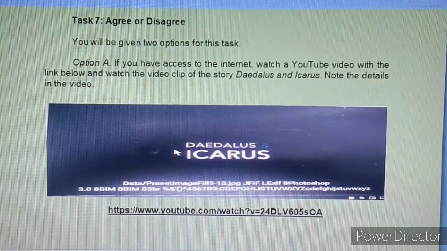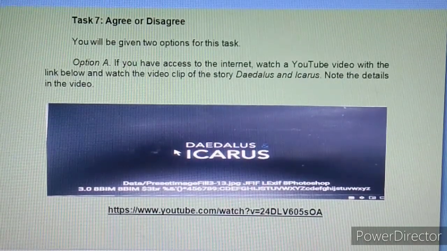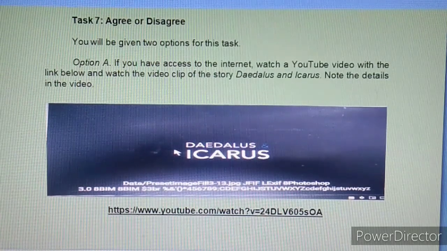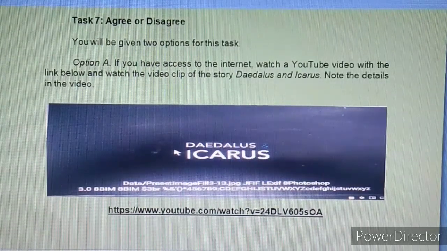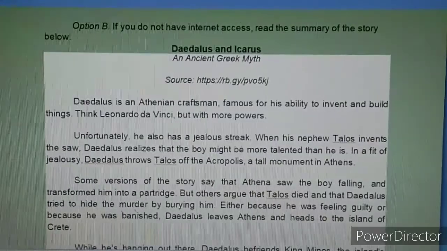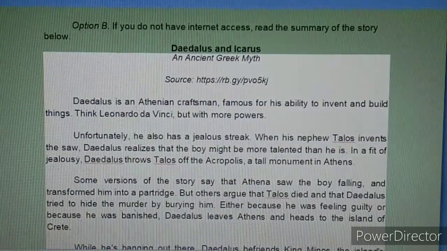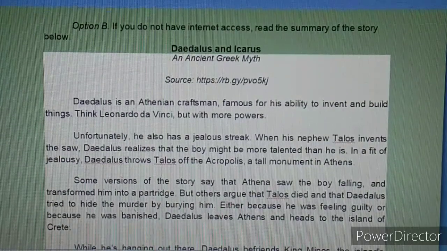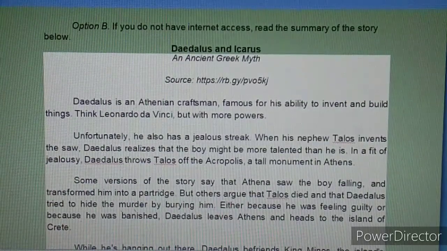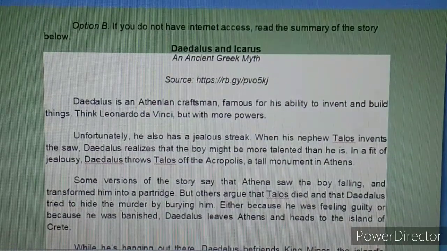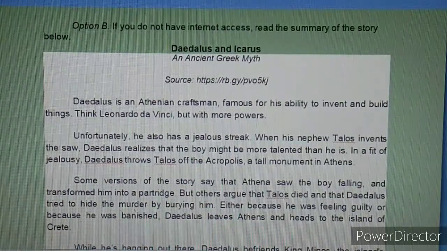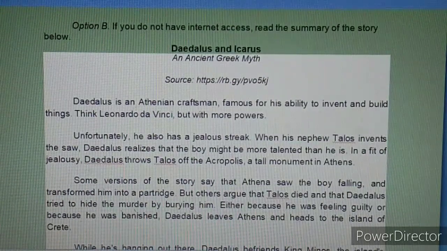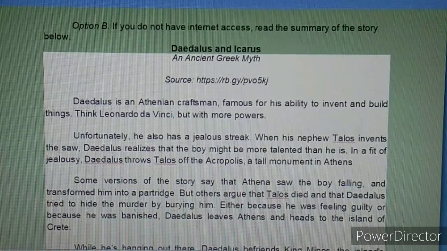Now let's continue to Task 7, Agree or Disagree. You will be given 2 options for this task. Option A is if you have access to the internet, you are going to watch a YouTube video. Option B is if you do not have internet access, read the summary of the story below. Using your module, I want you to read the summary of the story Daedalus and Icarus, which is an ancient Greek myth.